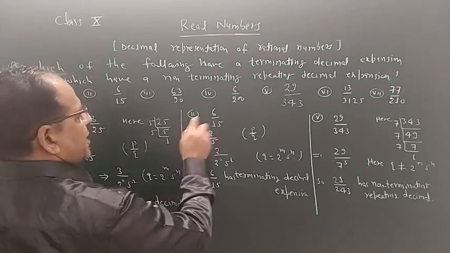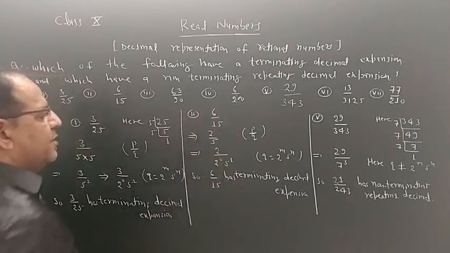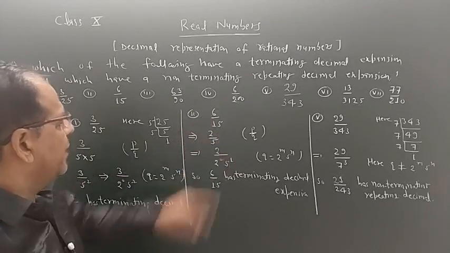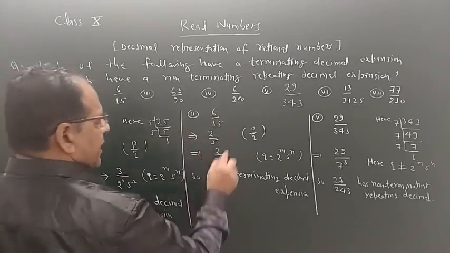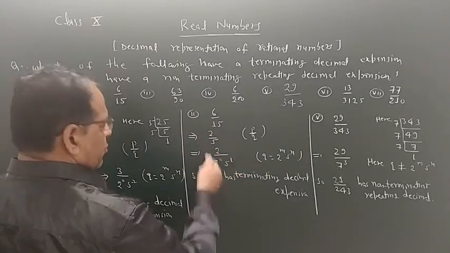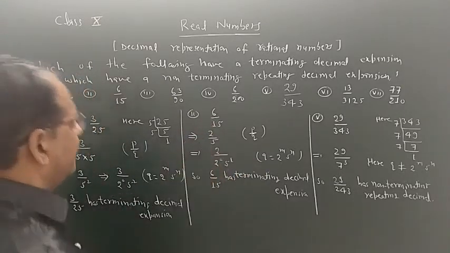Second part of the question is 6 upon 15. This can be reduced: 3 twos are 6, 3 fives are 15, so 2 upon 5. The denominator can be expressed as 2 to the power 0, 5 to the power 1. So 6 upon 15 also has a terminating decimal expansion.